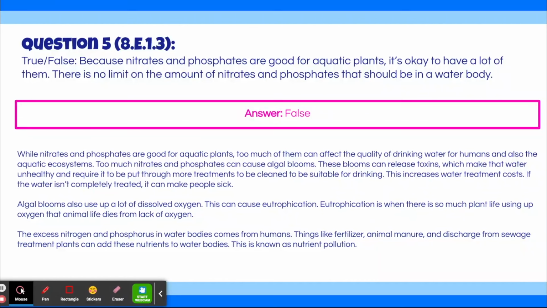Algal blooms also use up a lot of dissolved oxygen. This can cause eutrophication. Eutrophication is when there is so much plant life using up oxygen that animal life dies from lack of oxygen. The excess nitrogen and phosphorus in water bodies comes from humans. Things like fertilizer, animal manure, and discharge from sewage treatment plants can add these nutrients to water bodies. This is known as nutrient pollution.